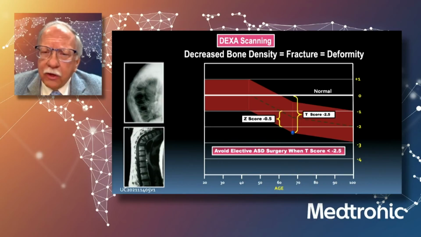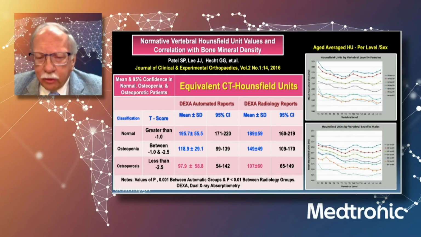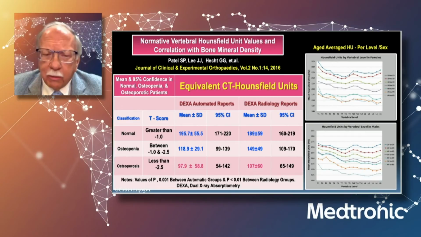All these patients you operate on, they should all have DEXA scans done. You can also substitute, in my opinion, a CAT scan, because basically a minus 2.5 equals a 97 Hounsfield unit as a general rule of thumb. So most of us will have these available, so we can just simply use the CAT scan in lieu of this.